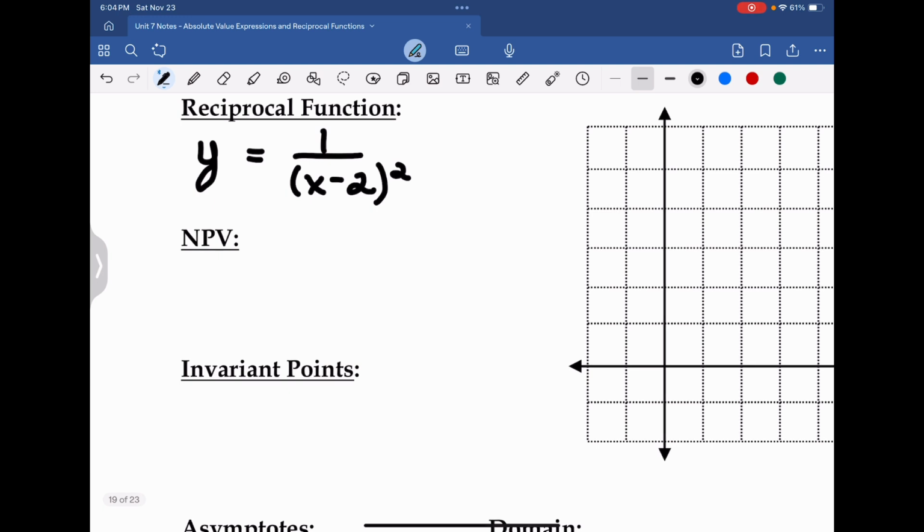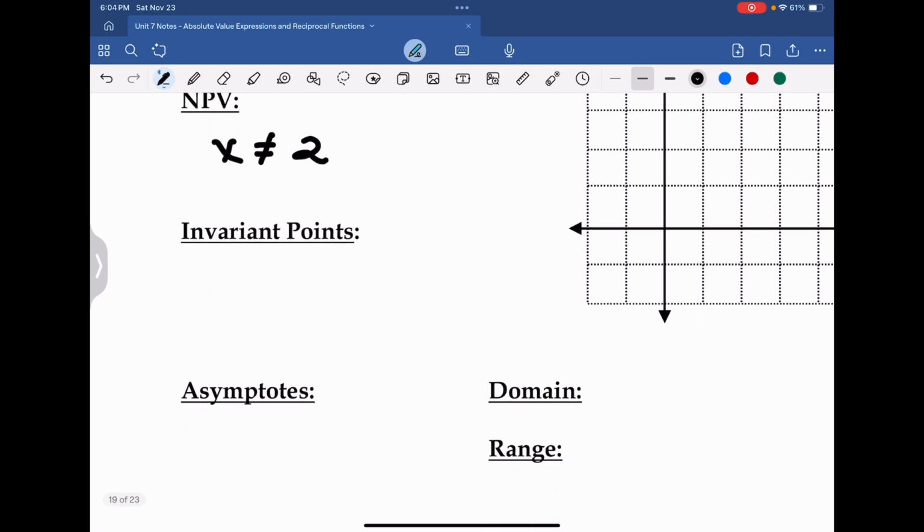There we go. What is our MPV? Well, it's the restriction of the domain, what x cannot equal. In this situation, x cannot equal 2, or else the denominator becomes 0. What is the invariant points?